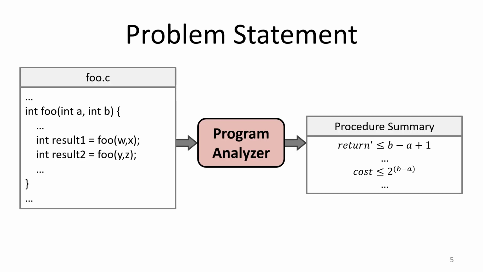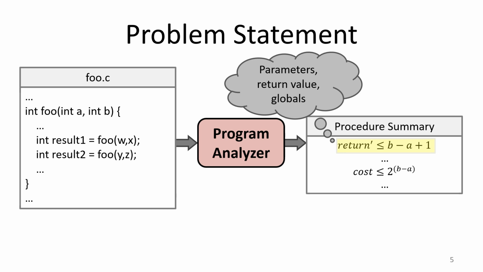So, in this work, the high-level problem that we address is how to obtain numerical summaries for recursive procedures. But more specifically, the summaries that we wish to find are logical formulas that relate the integer variables of a procedure's pre-state and post-state, including the procedure's parameters, return value, and pre-state and post-state global variables. Note that the contents of arrays and other data structures are not in scope for this analysis.